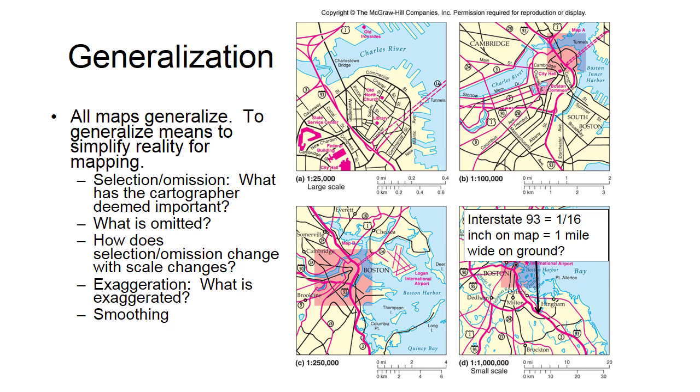A third technique of generalization is smoothing. On a small-scale map, a coastline might be a smooth curve, while a large-scale map zooms in to show more details, such as man-made docks or natural jaggedness of the coastline. Again, the scale of the map and the cartographer's purpose drive the amount of smoothing.